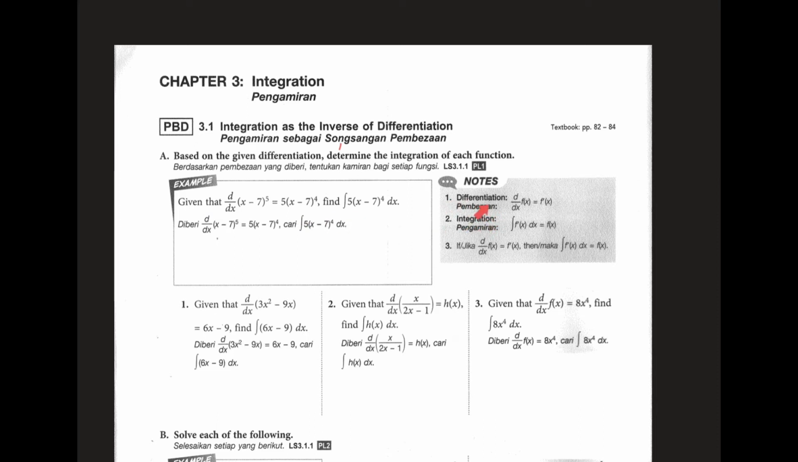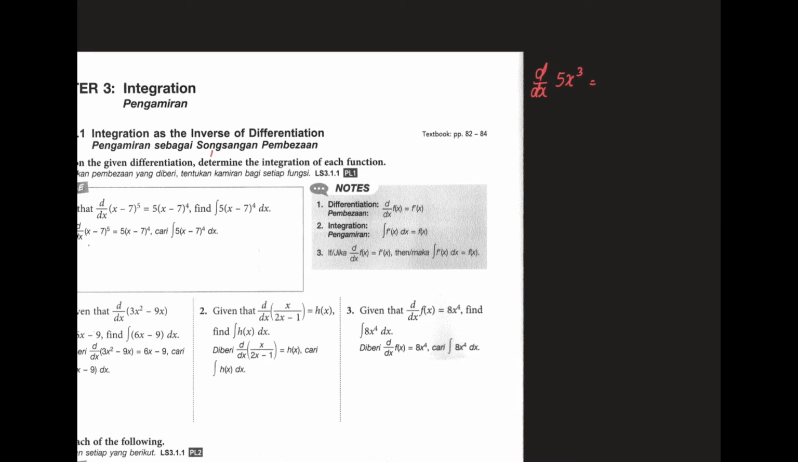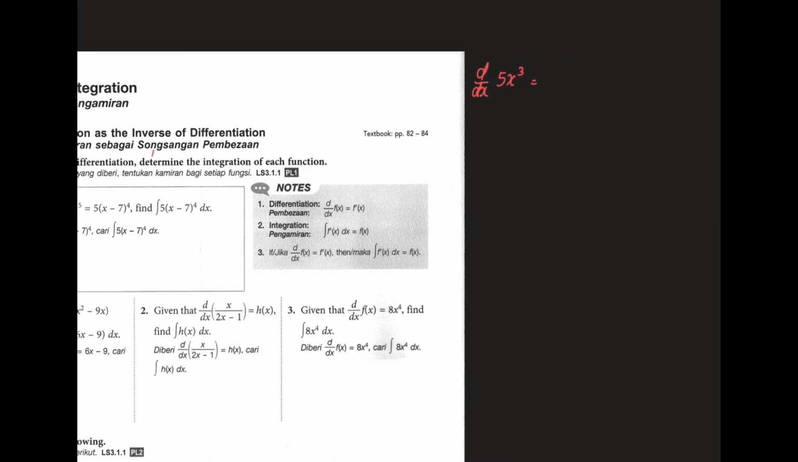In differentiation, we differentiate f(x), then we will get f prime of x. Let's say one example. If I differentiate 5x cubed, then differentiation is where the power 3 moves in front and multiplies with 5, so you get 15. Then the power decreases by 1 unit and becomes squared, 15x squared. Okay, now in integration, let's take a look.